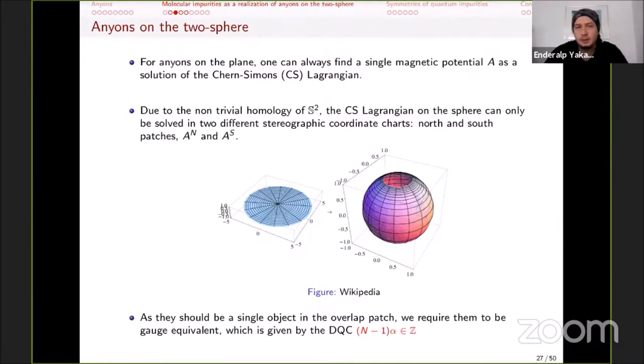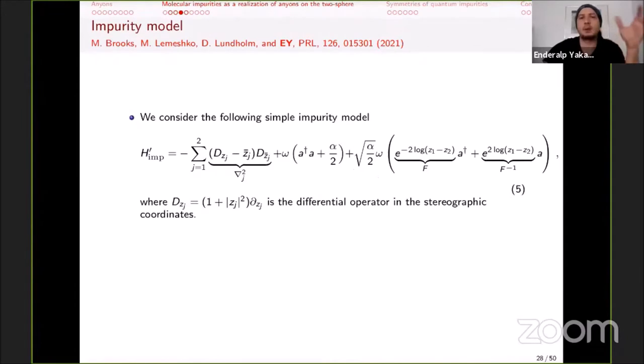In order to obtain fractional values, you have to go to a higher number of particles. Okay, for example, let us consider the simplest case: just two particles on the sphere, and let us couple these two particles to a bath. Again, the first term is just the Laplacian on the sphere, the kinetic energy of those two particles. Again, I'm assuming that there is only one phonon mode, and this phonon mode couples to these impurities. And these Fs are, again, the holonomy of the field.